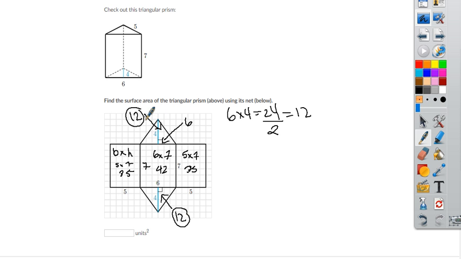So if I have 12, 12, 35, 42, and 35, to answer this, all I have to do is add those up. So I have 42, 35, 35, 12, and 12. So there's 10 plus another 6 is 16. Carry the 1. There's 5, 8, 11, 12, 13. So 136. So my answer should be 136.